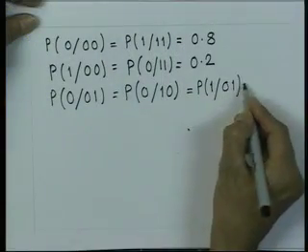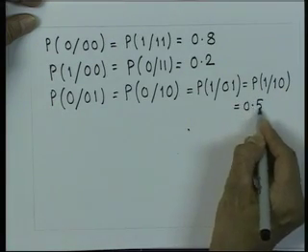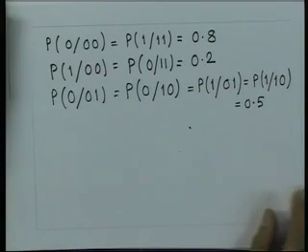Let me assume that the probability of 0 given 00 is equal to the probability of 1 given 11, which is equal to 0.8, the probability of 1 given 00 is equal to the probability of 0 given 11, which is equal to 0.2, and the probability of 0 given 01 is equal to the probability of 0 given 10, and likewise the probability of 1 given 01, is equal to 0.5.